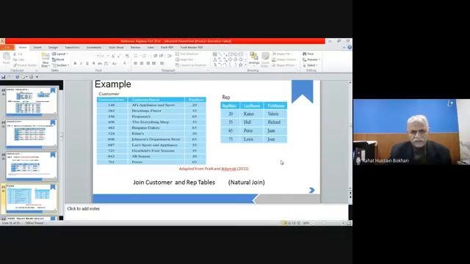This is another example for the natural join. We have a customer and rep, and we have carried out its cross product, and then we carry out the selection process, and then the projection operation, and get the result. So you have to do it on your side. I have given the results of this one. Then do the exercise and see whether your result table is the same as I have calculated.